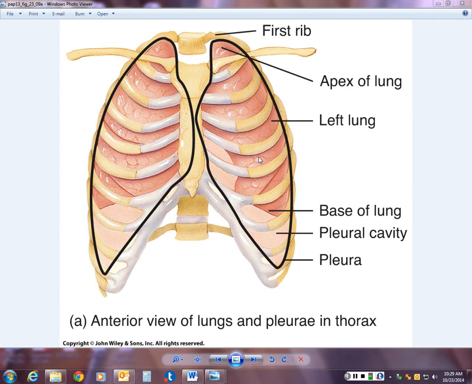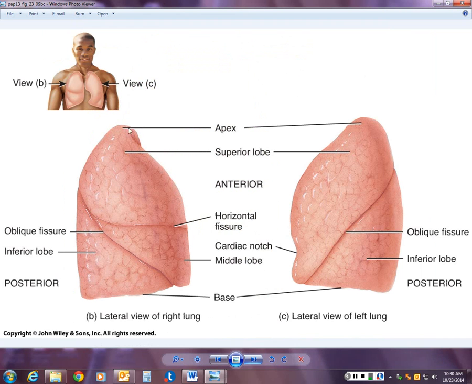There are obviously two lungs. One is on the right and one is on the left. The top portion of each lung is referred to as its apex, while the bottom portion of each lung is referred to as its base. The lungs themselves are separated into lobes.